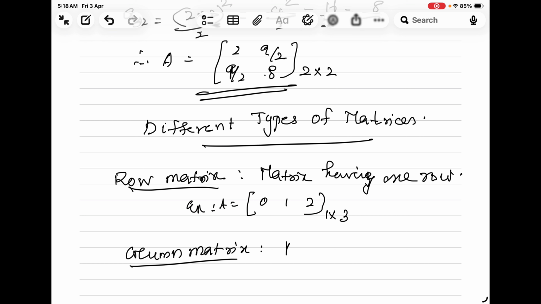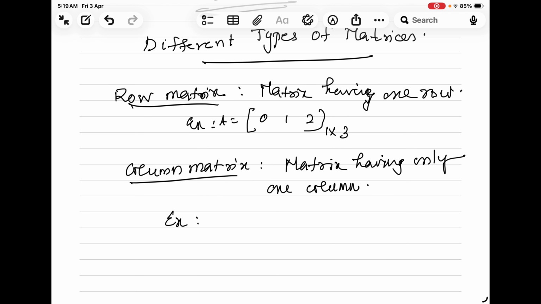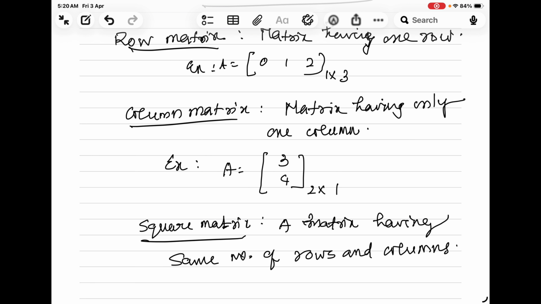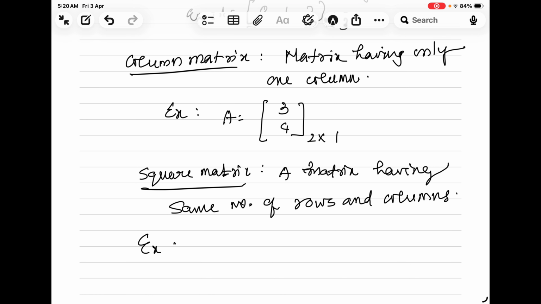Column matrix: a matrix having only one column. Example: A equals column matrix 3, 4. Order is 2 by 1. Square matrix: a matrix having the same number of rows and columns. Example: A equals matrix 3, 4, 5, 6. Here order is 2 by 2.